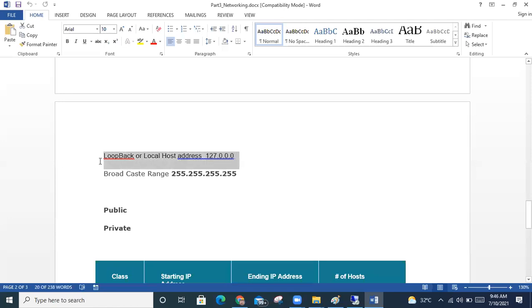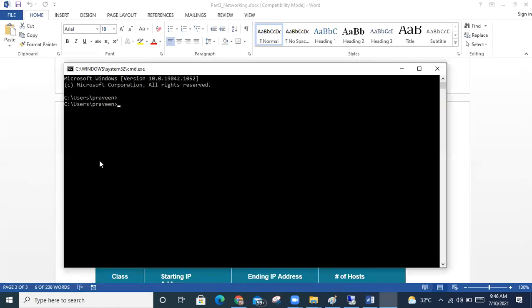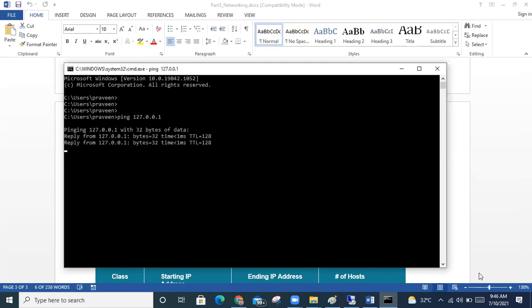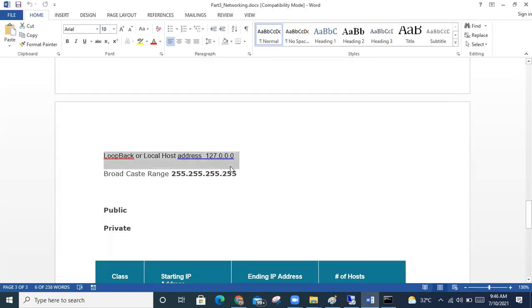127.0.0 will be used for the loopback address, to test whether your physical LAN card is working or not. How to test it? You can ping 127.0.0.1 or any IP address. Whether you are connected to the internet doesn't matter. It checks whether your LAN card is working or not. Then the broadcast IP.